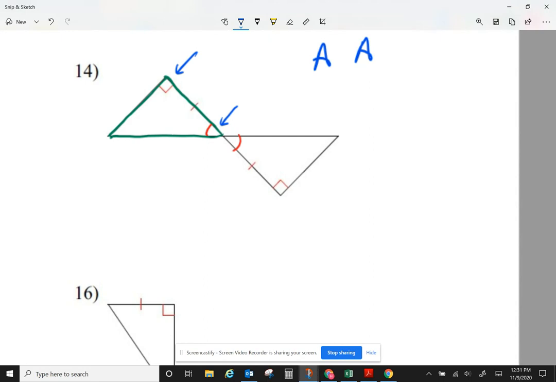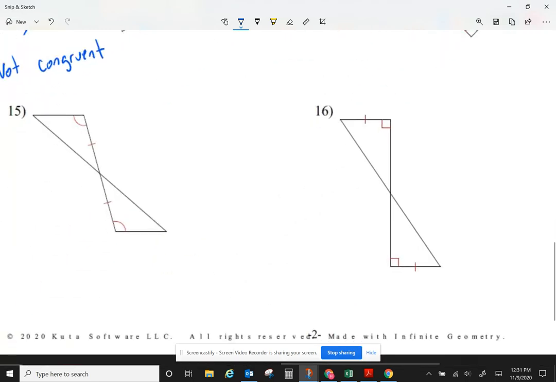Then the side, I ask myself, is the side in between the angles? It is. So let me put the S in between the A's. I notice the other triangles marked the same way. Angle, side, angle is a rule that works. So that's what I will write.